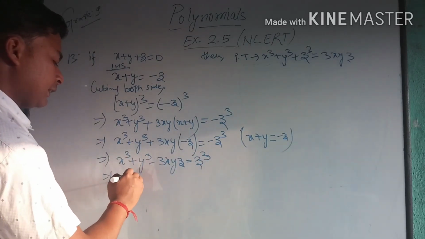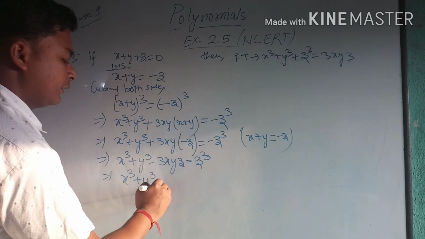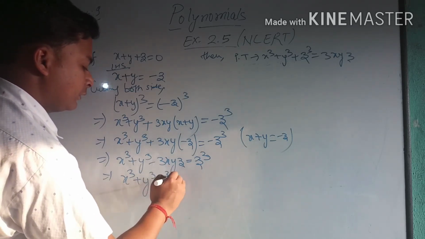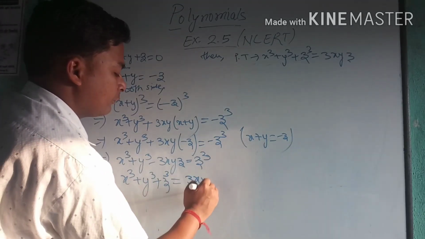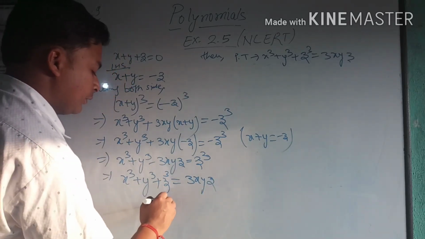If we change their sides, finally we will get x cube plus y cube plus z cube is equal to 3xyz. Hence proved.